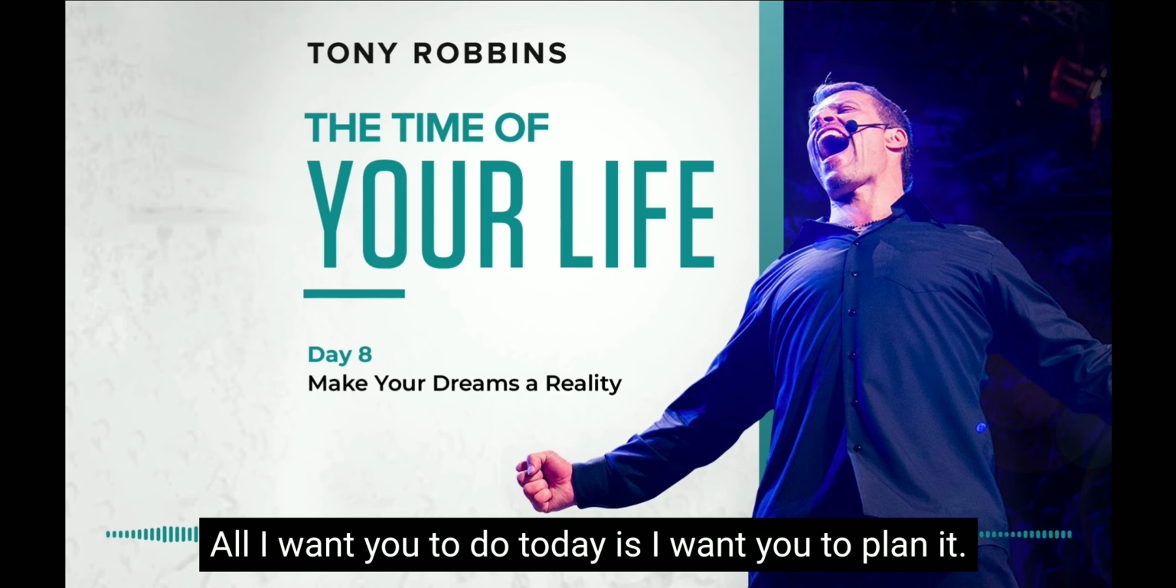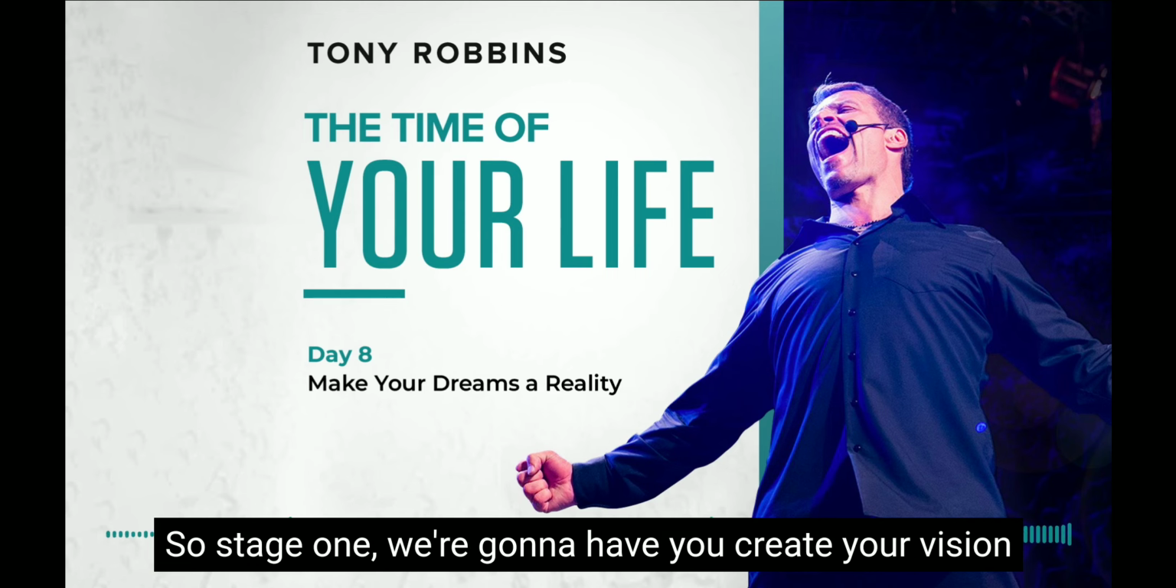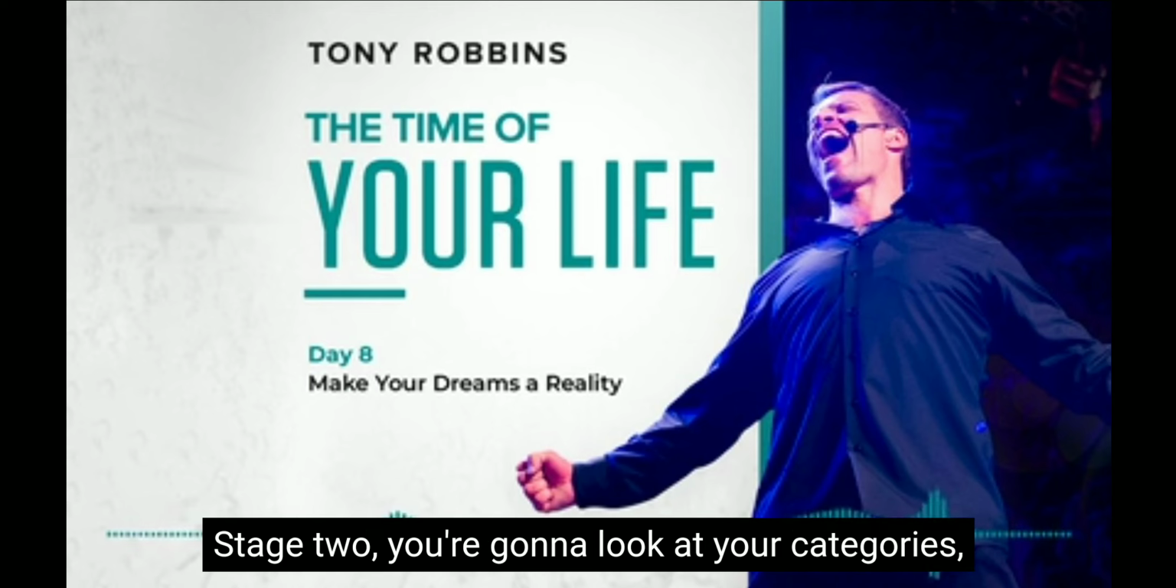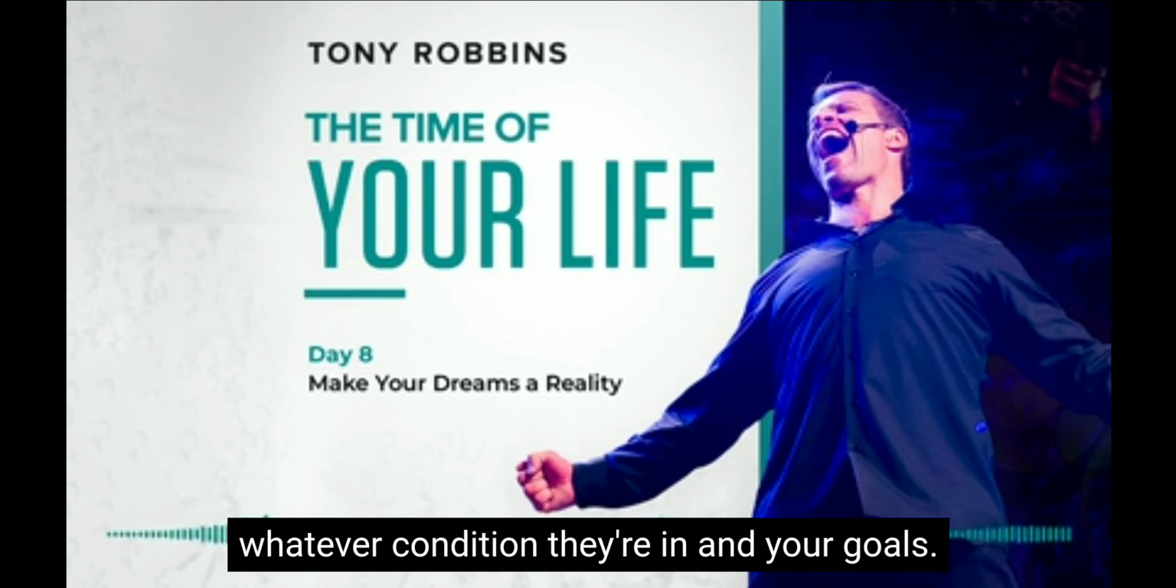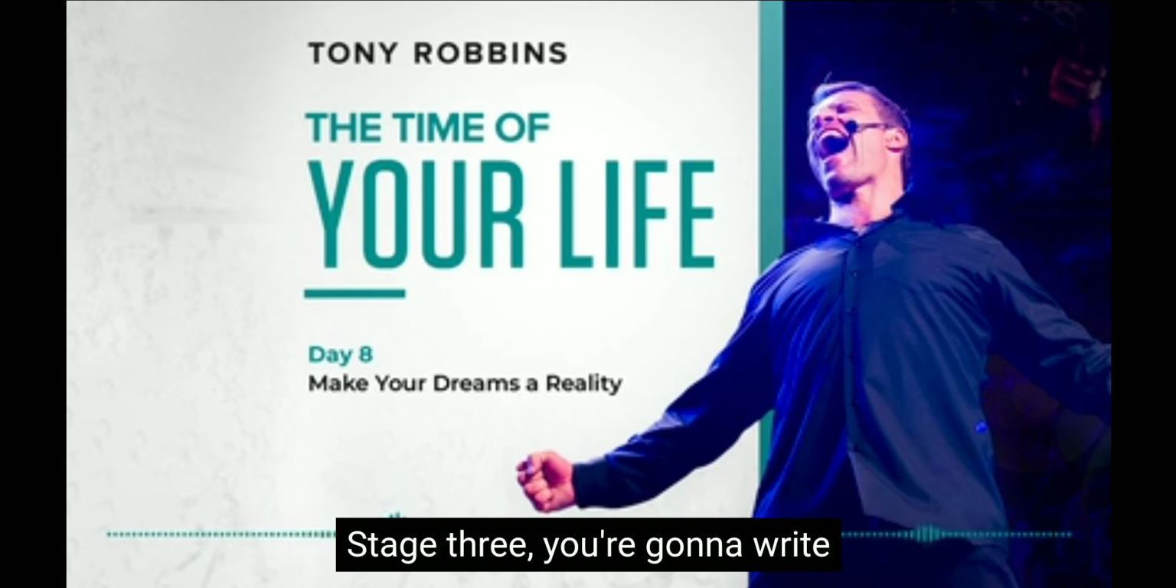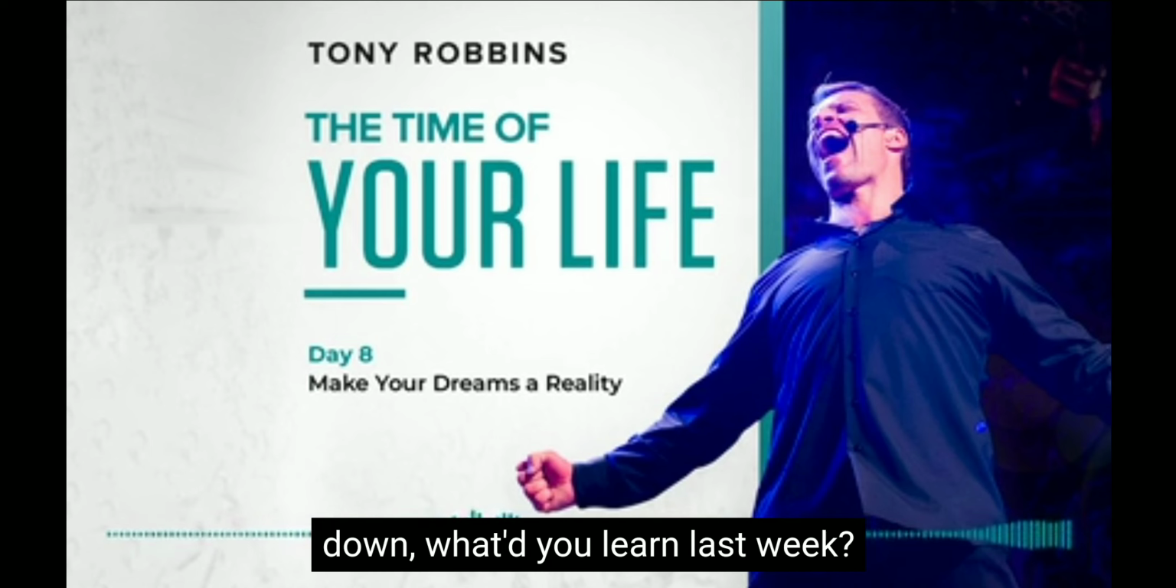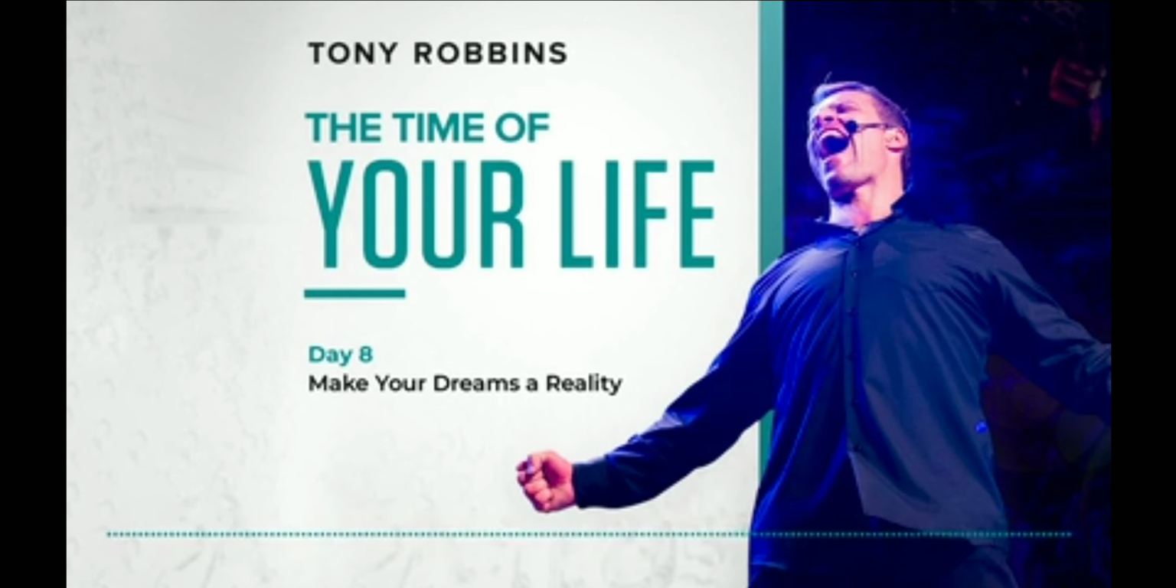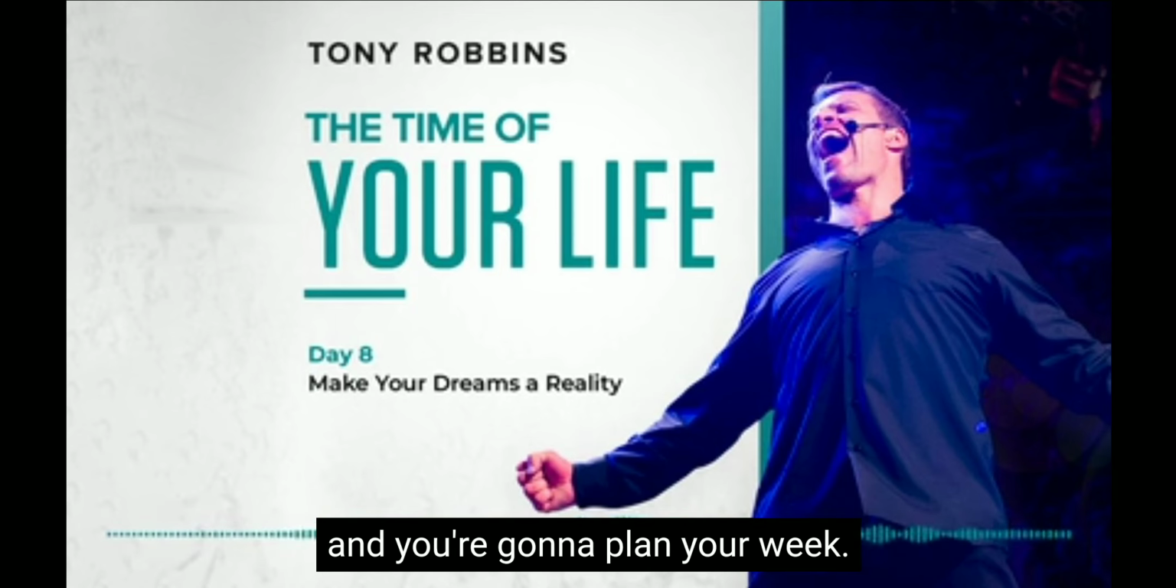All I want you to do today is I want you to plan it. So stage 1, we're going to have you create your vision and your mission for your life. Stage 2, you're going to look at your categories, whatever condition they're in, and your goals. Stage 3, you're going to write down, what did you learn last week? What did you accomplish? What did you achieve? You're going to write down, what did you fail to achieve? You're going to look at the projects you have, and you're going to plan your week.